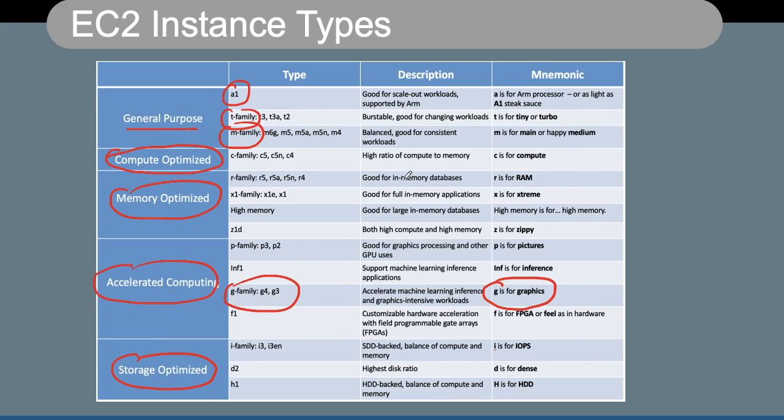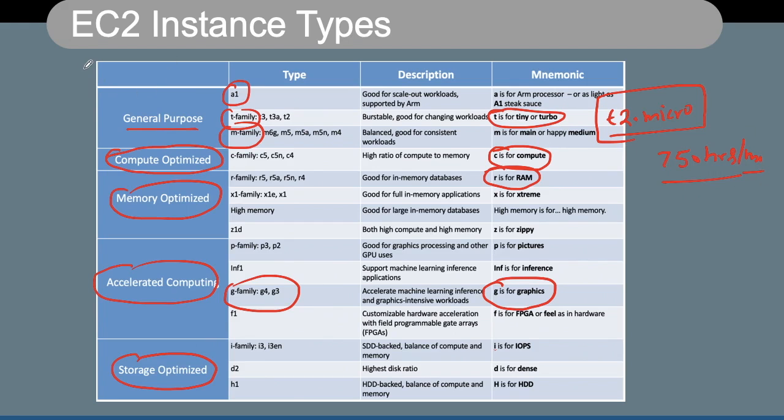However, if you need heavy RAM, you will go with the R family. If you need heavy compute, then you will go for the C family, which is for compute, and for any tiny or turbo applications you typically go with the T family. So there are various families available. However, out of these only one is available in the free tier, which is called T2 micro. T2 micro is one particular instance which is available for 750 hours per month for 12 months.